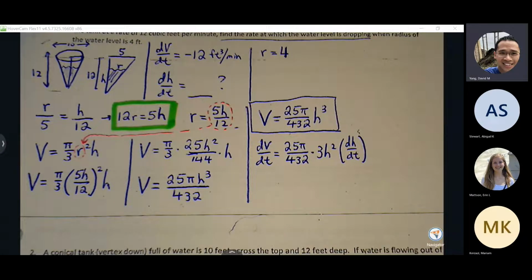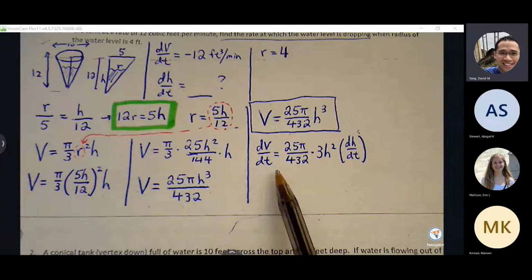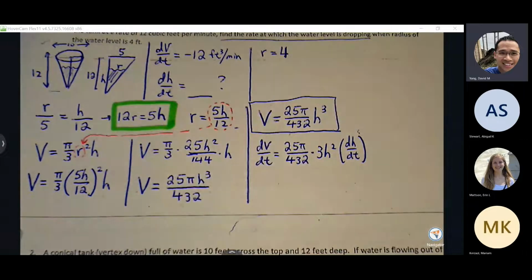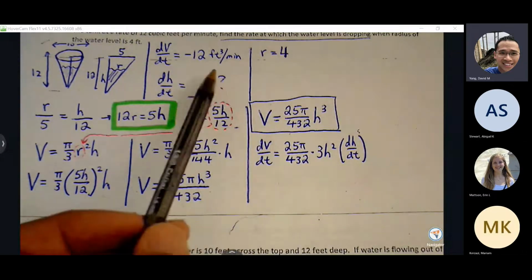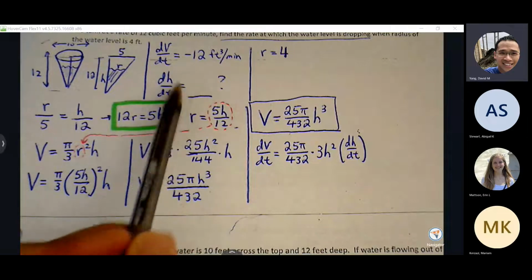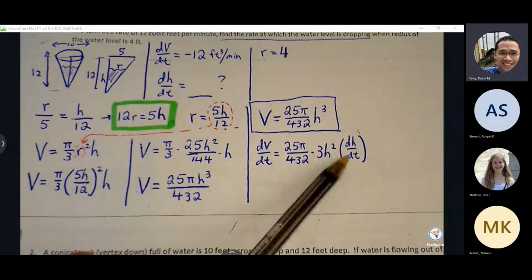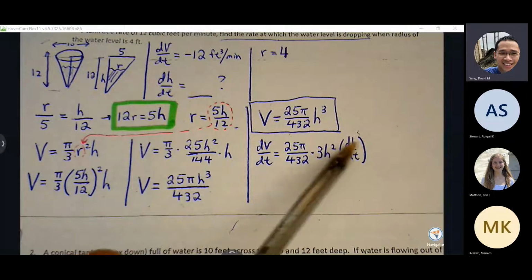Okay, so now we are just going to start plugging information in. So we have a dV/dt, which is negative 12. We know we're looking for dh/dt, and that's good because we have that variable pop up. We know that is available for us to solve.